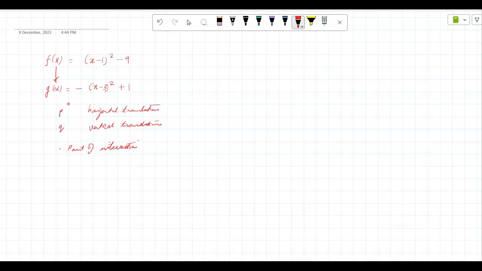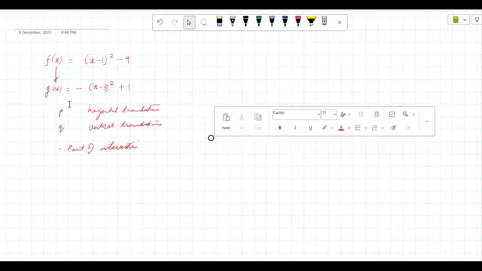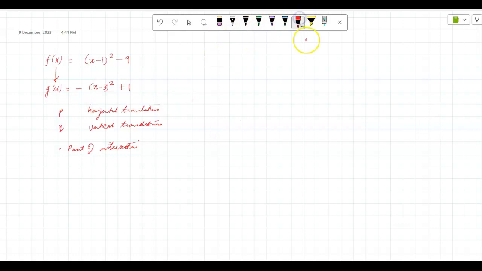And then the horizontal translation. So think in terms of the vertex. So here your vertex is what? 1, negative 9. Yeah.